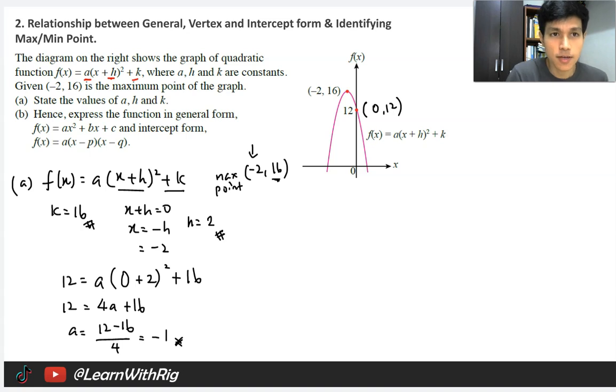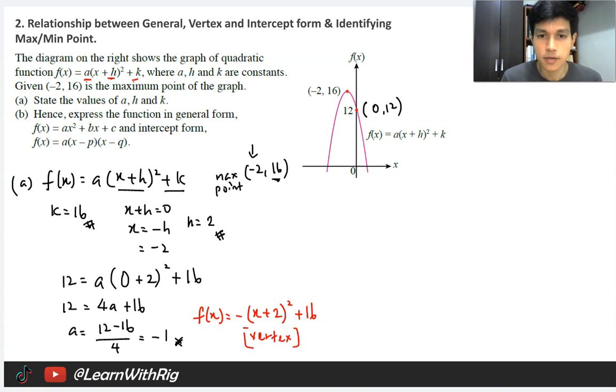So if I rewrite this, your equation should look like this. f(x) equals negative (x plus 2) squared plus 16. So this is your vertex form. Okay, so this should be very clear, right?